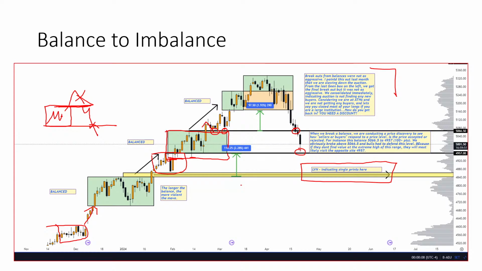I just want to make sure it's a low volume node. Yes, sure. Yep, and somebody else wanted to say something.